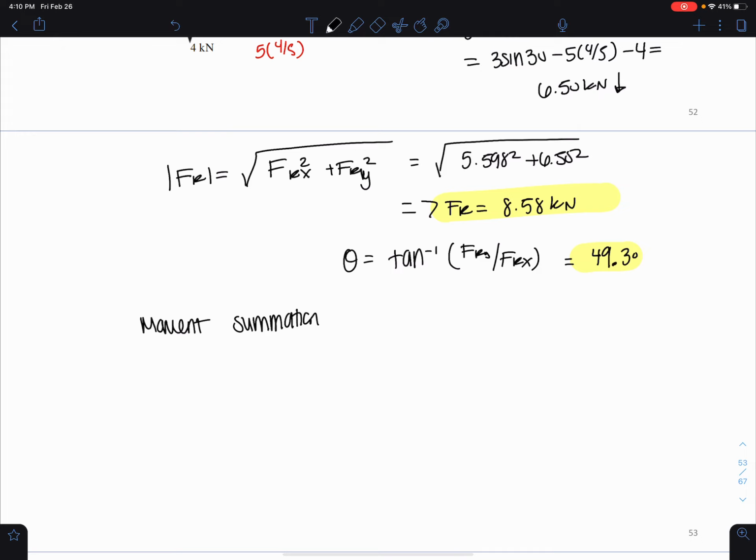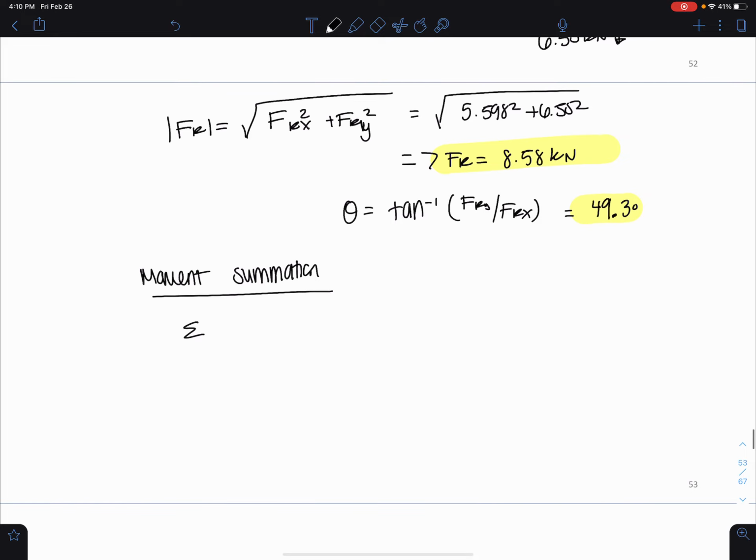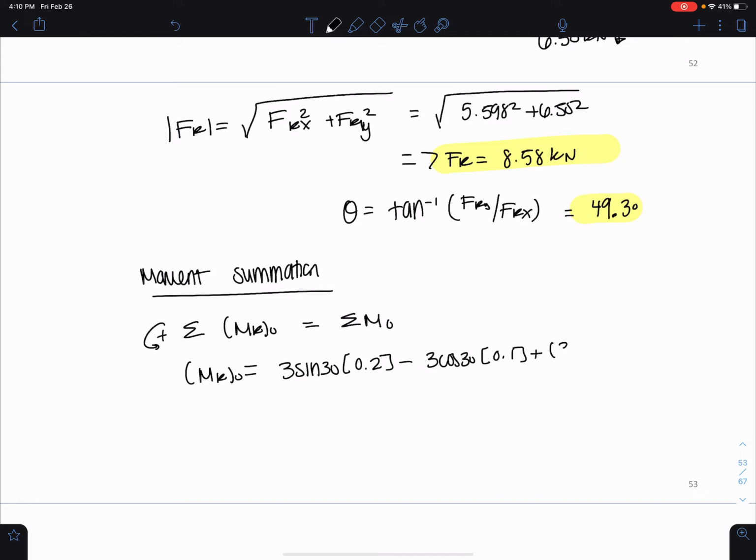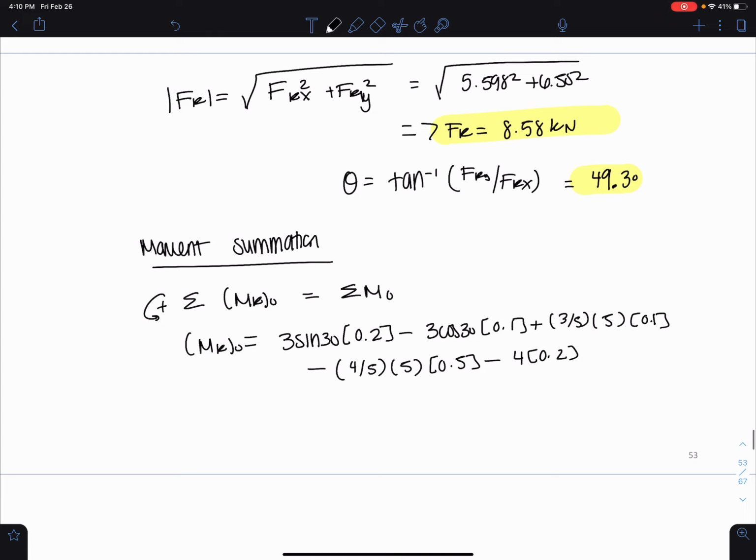For the moment summation here, we have the sum of resultant moment about point O, and we'll say counterclockwise is positive. That's just equal to the sum of all moments on the system. So our MRO is equal to 3 sine 30 times a moment arm of 0.2 minus 3 cosine 30 times a moment arm of 0.1 plus 3 over 5 times 5 times 0.1 minus 4 over 5 times 5 times 0.5 minus 4 times 0.2. I know I went through that pretty quickly, but we've gone over a couple of moment summations before.